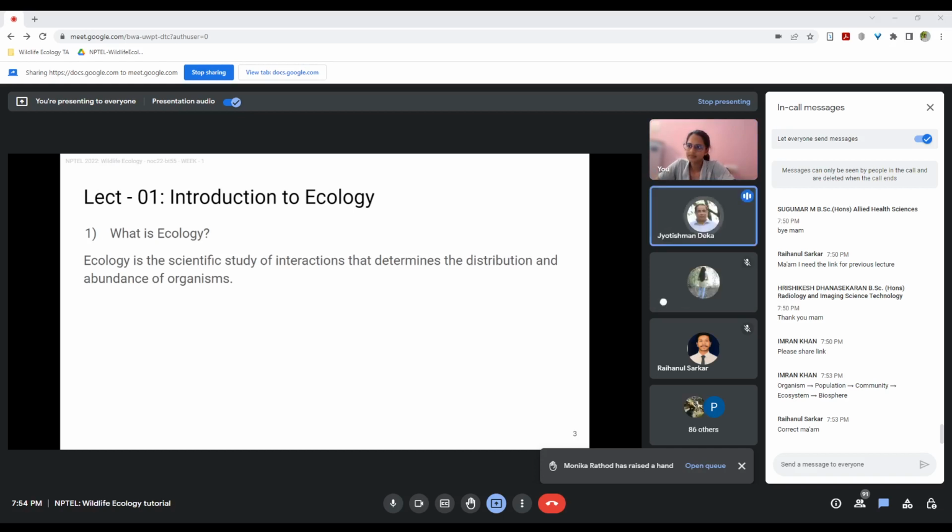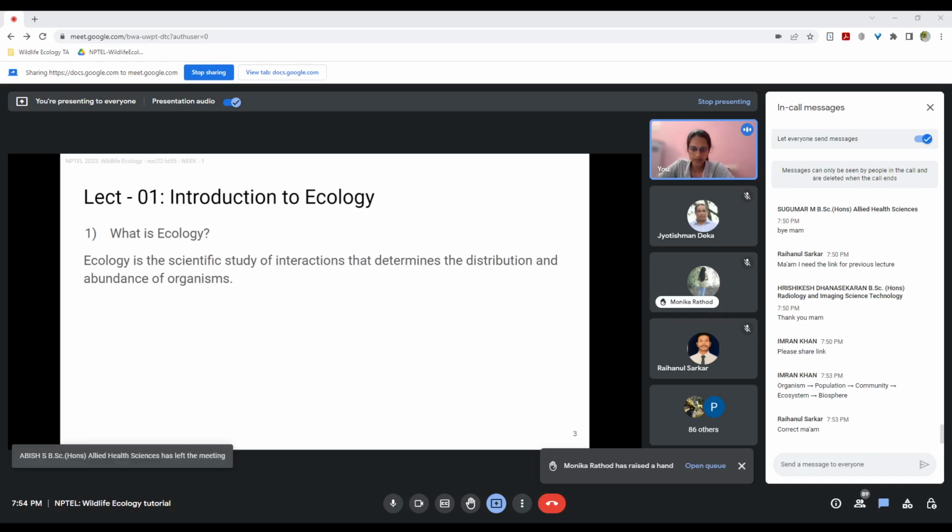A group of individuals belonging to same species. Correct. A population will only be a group of individuals belonging to the same species. So will I call a group of cats and dogs together a population? No, ma'am. Right. So it is going to be two populations: one population of cats and one population of dogs, right?